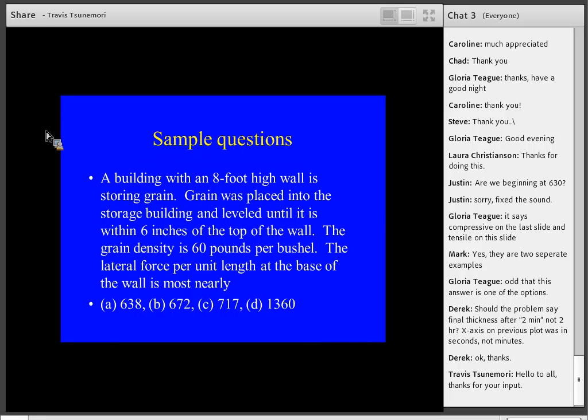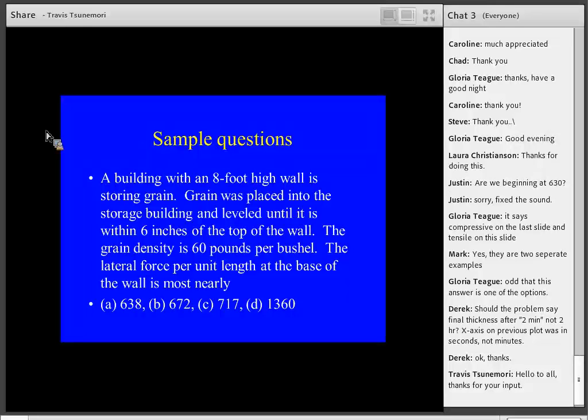So let's try to do one of these grain problems. We're thinking about these granular materials. Again, they're kind of fluids, but they're not. They're really made of solids, but they can flow. So here we've got some grain. We're working on a building with an 8-foot high wall. Grain is placed into the storage building, and it is leveled to a certain height. It's within 6 inches of the top of the wall.